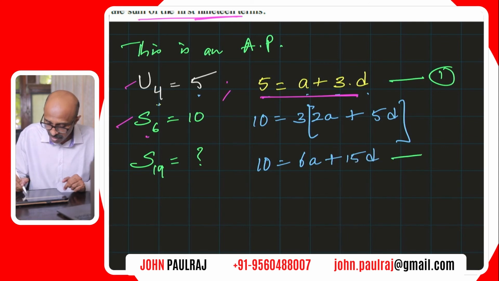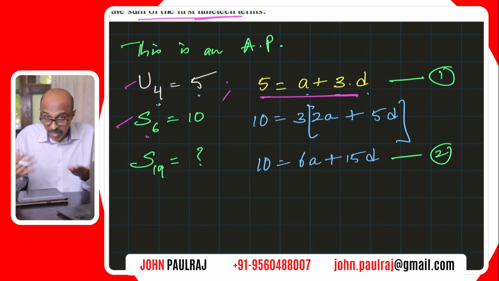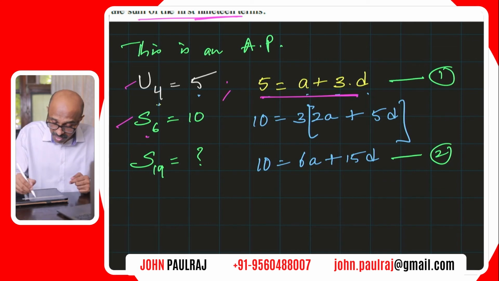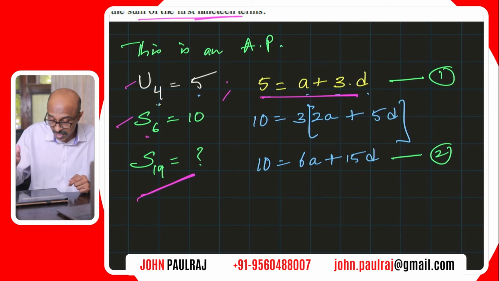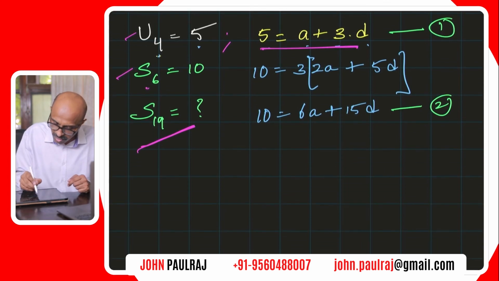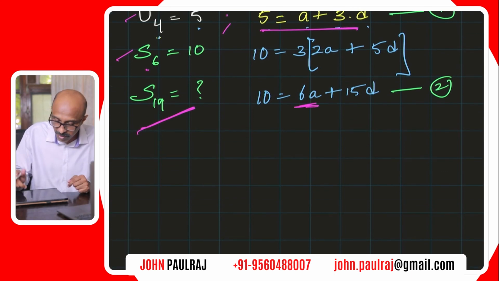So what we have are two equations in a and d, and we can use any of the methods of solving linear equations in a and d, like simultaneous equations, and then we'll find out a and d, and using those values of a and d, we'll find out what the sum of the first 19 terms is. That's going to be our approach. So before we do that, I'm going to multiply this equation number 1 by 6, because I'm going to use the method of elimination to eliminate a.